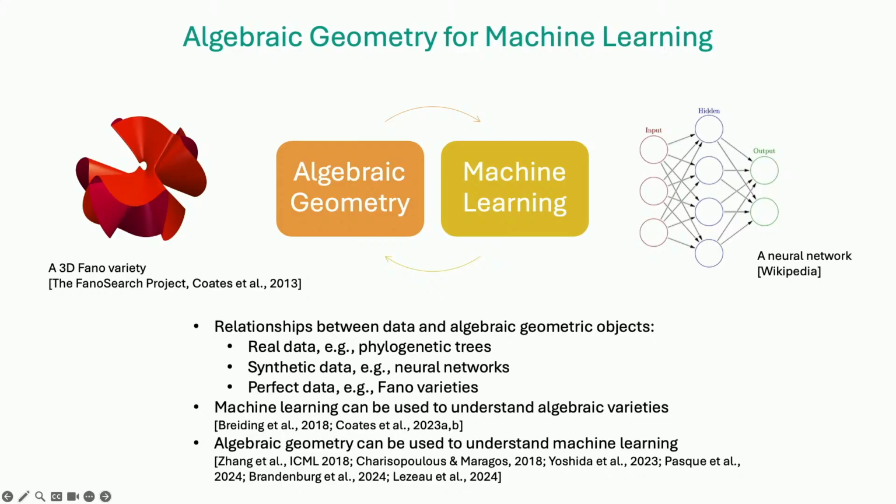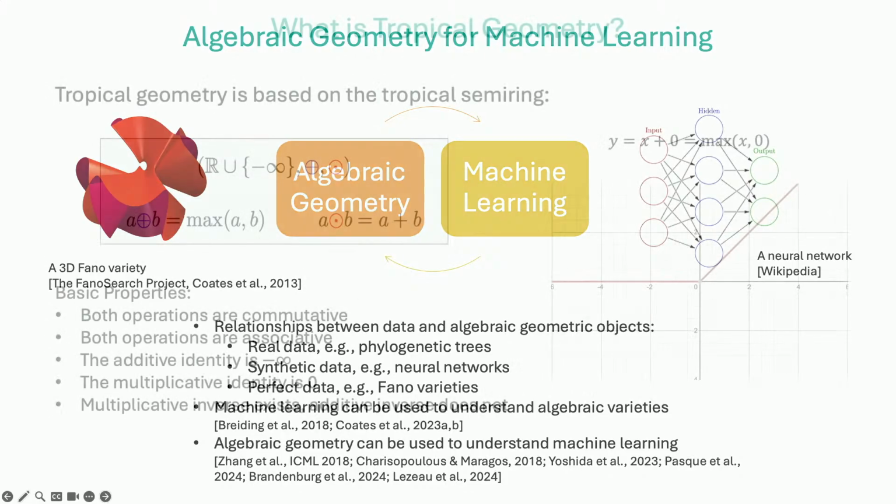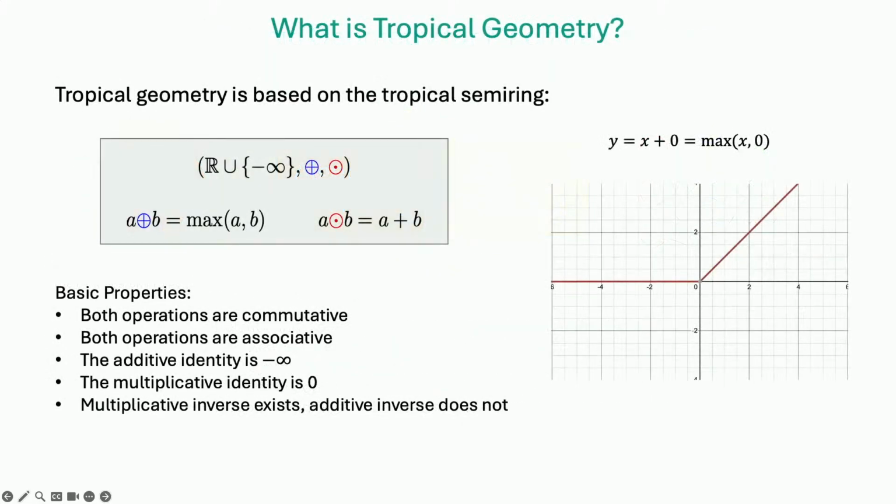So this area is new. There's not a lot of work, but it's a new area of using machine learning to understand algebraic varieties. But it turns out that algebraic geometry can also be used to understand machine learning, and we saw a glimpse of this yesterday in Christoph's talk. There's been some work on this, not a whole lot, but some. So let's talk about exactly how this comes up.